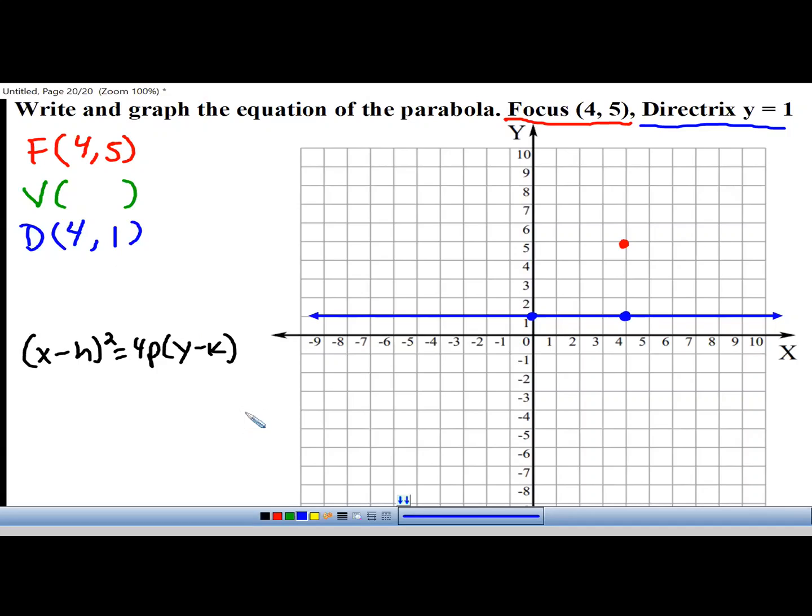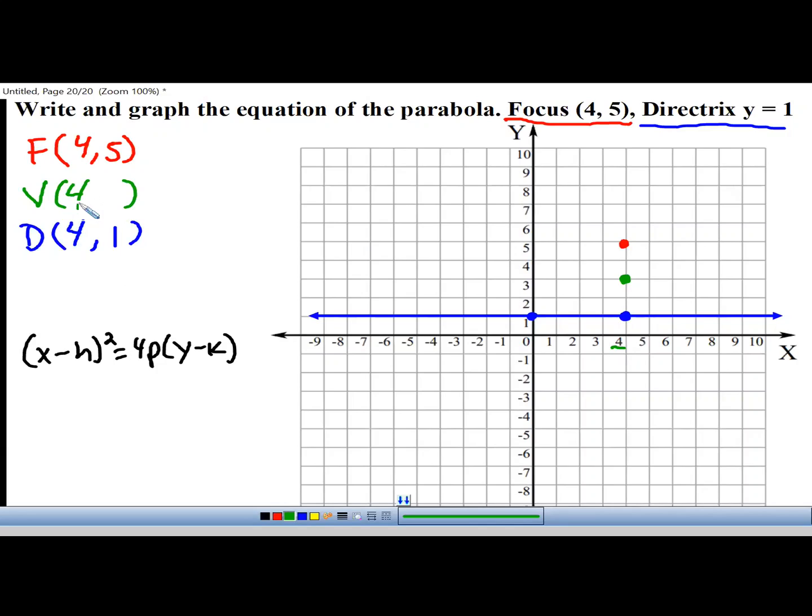All right. What else do we know? We know that the vertex is equidistant from the focus and that point. So how many steps is there from the focus to that point? It's 1, 2, 3, 4, which means the vertex is going to be halfway. And now that I have my point there, what do we know is the same for all three? The value of x, which is 4.